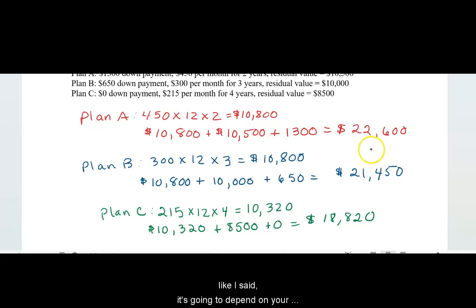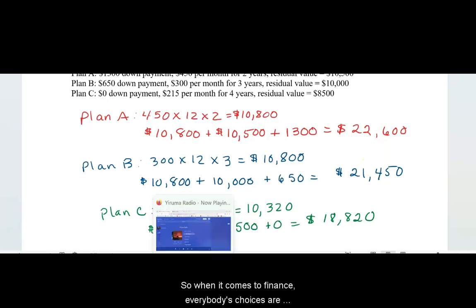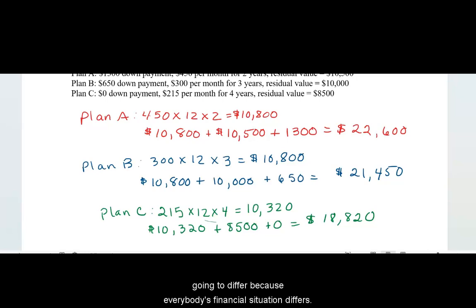Which option works best for you is, like I said, going to depend on your financial situation. Everyone, of course, probably wants the cheaper of the 3 options, but maybe you don't want to lease it for 4 years. Maybe you only want to lease it for 2 years. So you have to consider what your options are, because if you lease the car for 2 years, then your loan for this probably won't be as long. But if you lease for 4 years, you're still going to have payments to do for the car, even though, yes, it is less what you're paying. So when it comes to finance, everybody's choices are going to differ because everybody's financial situation differs. And you always, like I said, have to choose what's going to be the best option for you.